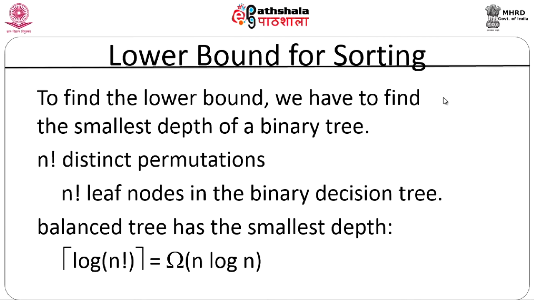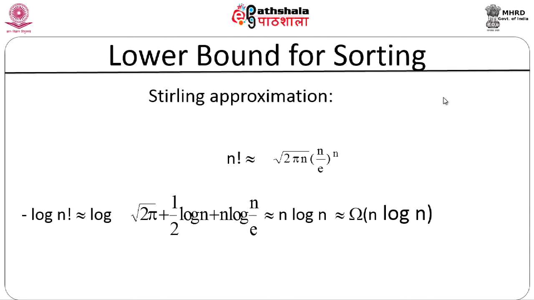For n numbers, you require n factorial distinct permutations. In other words, the number of leaves in the decision tree is going to be n factorial. The depth of the binary tree represents the lower bound. So, based on that, you can say this is what the lower bound of a sorting algorithm is going to be.